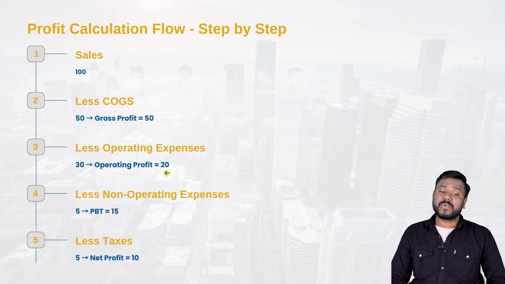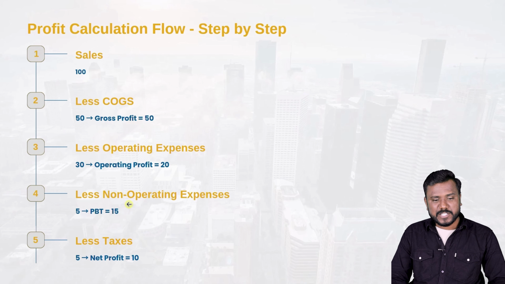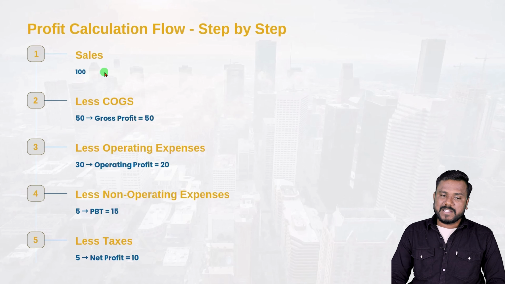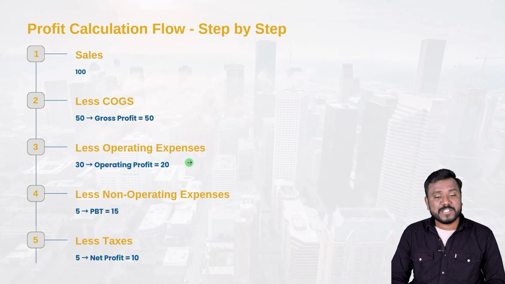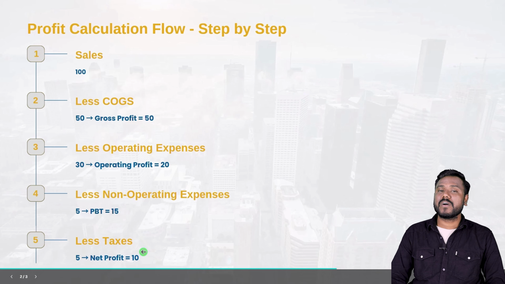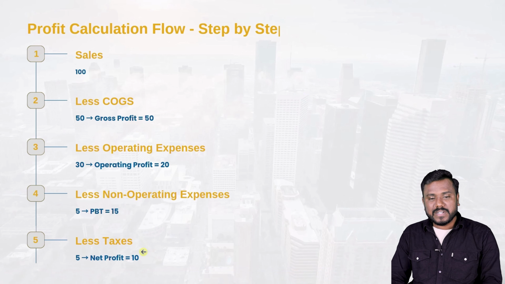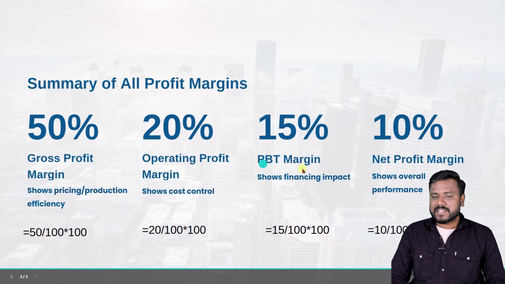profit. From the operating profit, if you subtract non-operating expenses, you get PBT, profit before taxes, that is 15. From these 15 rupees, if you subtract the taxes, you get net profit, that is PAT, profit after taxes. Sales minus COGS gives gross profit. Gross profit minus operating expenses gives operating profit. Operating profit minus non-operating expenses gives profit before taxes, and profit before taxes minus taxes gives profit after taxes.